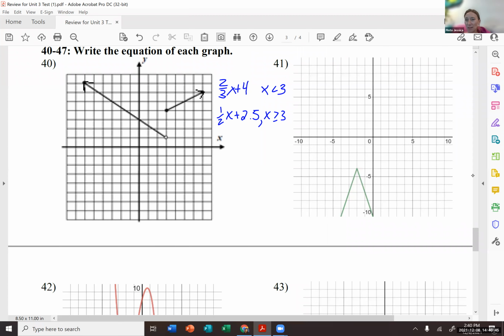That one's mine. I'll trade you. Thank you. I'll trade you.